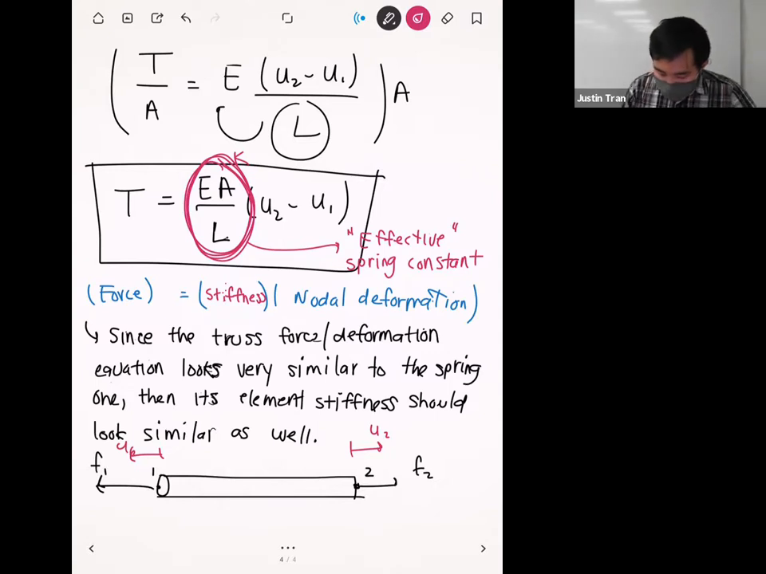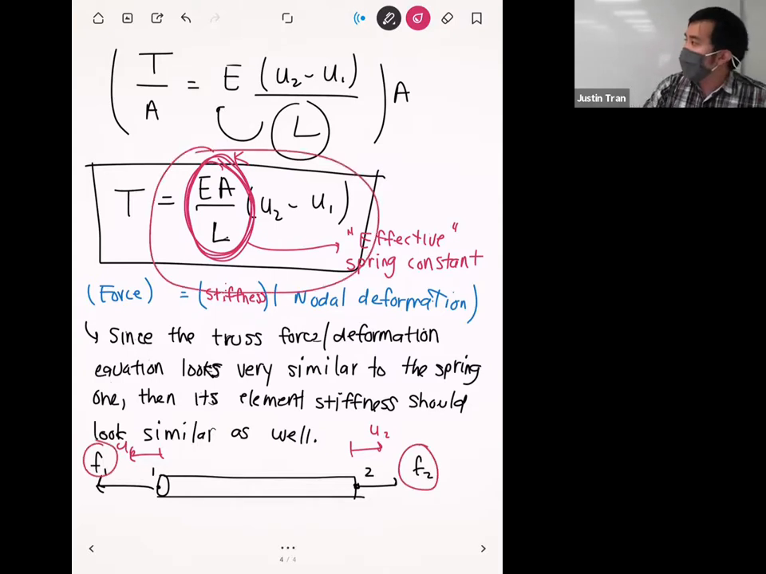Then let's write expressions for what F1 and F2 should be according to this equation up here, and use those two equations as the basis for our element stiffness matrix. It's literally exactly the same thing as we did for the spring, except now we're doing it for the truss. Any questions on this? Okay, so let's go ahead and write out what those expressions should be.